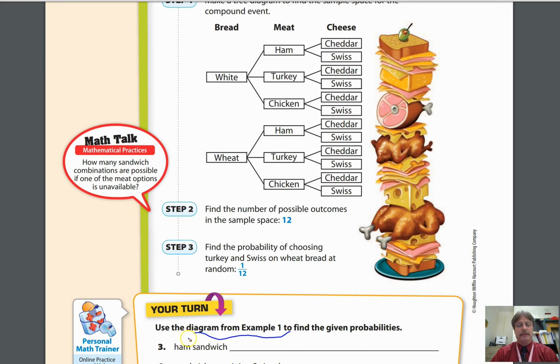But that's not where I go and I say I got 2 outcomes out of 12. It also doesn't say whether it's cheddar or Swiss. So I have to look at both of these outcomes here and both of these outcomes here. So I have 1, 2, 3, 4. So then my chances of getting a ham sandwich are 4 out of 12 because we had 12 total outcomes there.